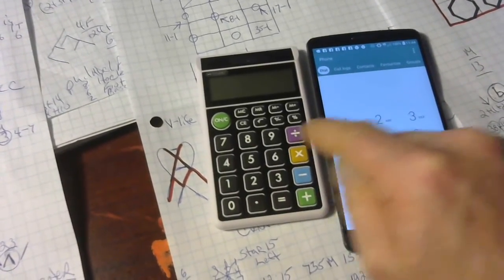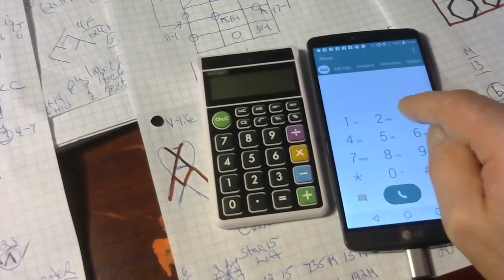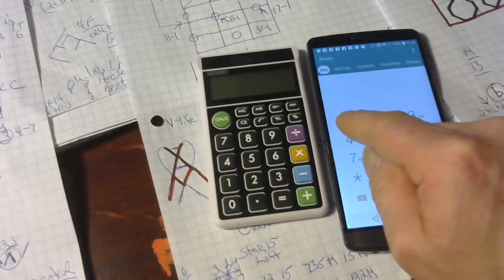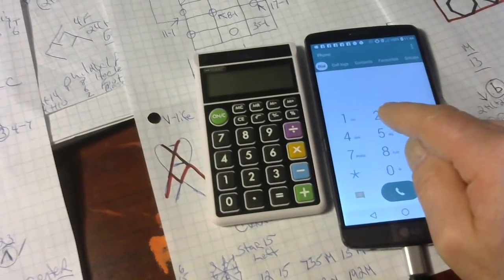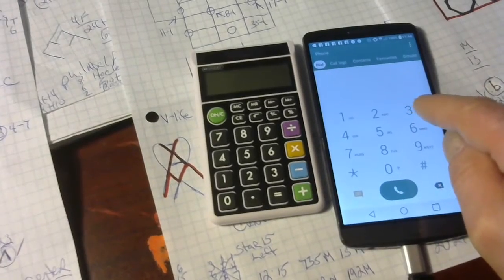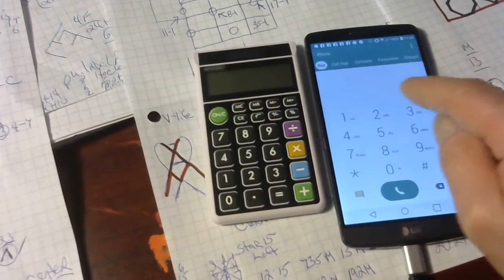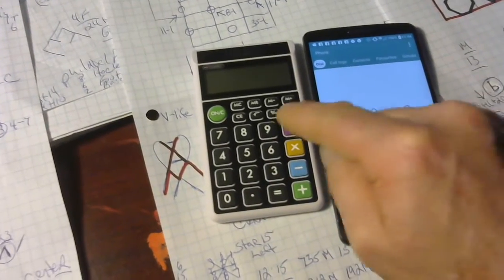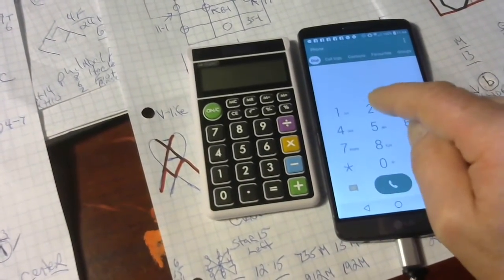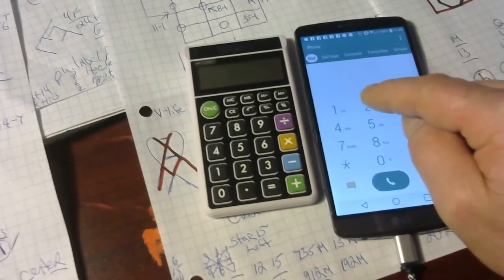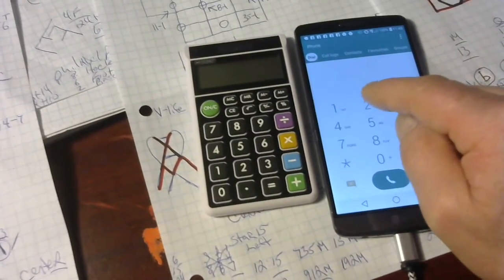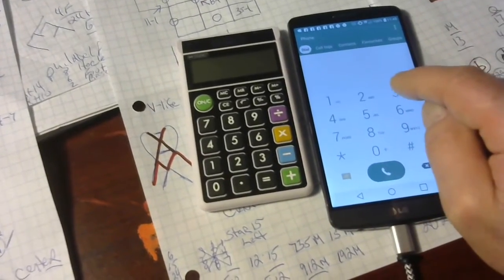7 and 1 is 8. 8 and 2 is 10. 9 and 3 is 12. So 7 and 1 becomes 8. 8 and 2 becomes 10, which becomes 1. 9 and 3 becomes 12, which becomes 3. You become 8, 1, 3. Because we add, every time you see a 10, all zeros become 6. You now have 16, which becomes 7. It becomes 8, 7, 3.